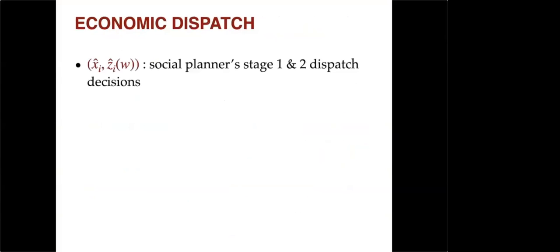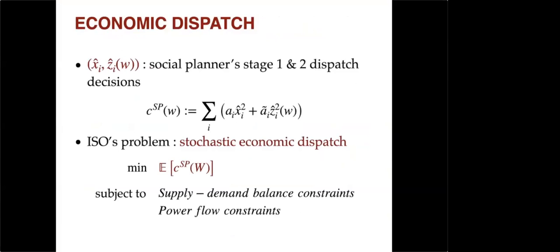Given the social planner's first and second stage dispatch decisions, as well as renewable generation level W, we have the following cost of production across both stages of the market. The ISO's problem is to optimize the expected cost of production subject to supply and demand balance constraints, as well as constraints following from the parameters of the power grid.